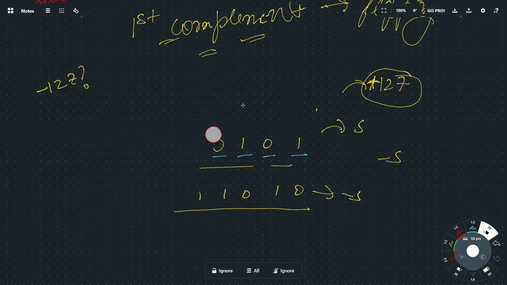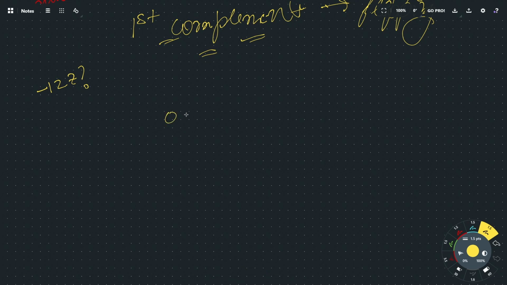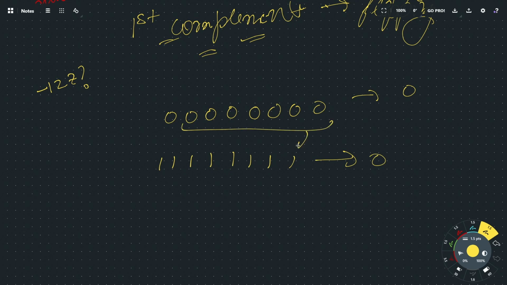Where? I'll tell you where it will fail. No, let's represent 0. So this is 0, and this is also 0. Right? This is also 0, because the complement of this is this, right? So this also, the problem of two zeros is still there, right?